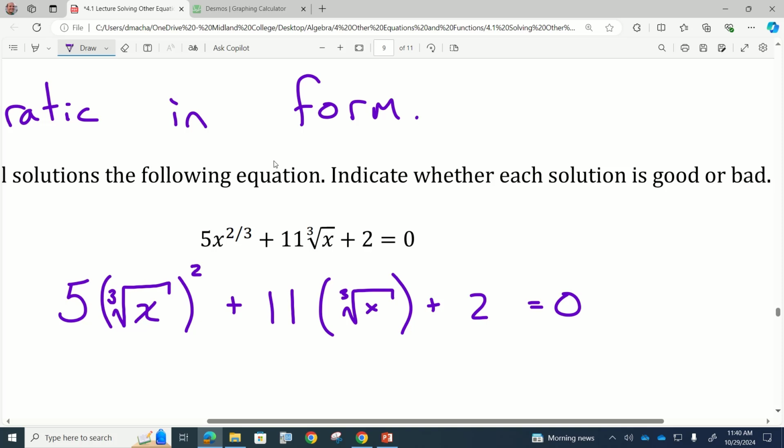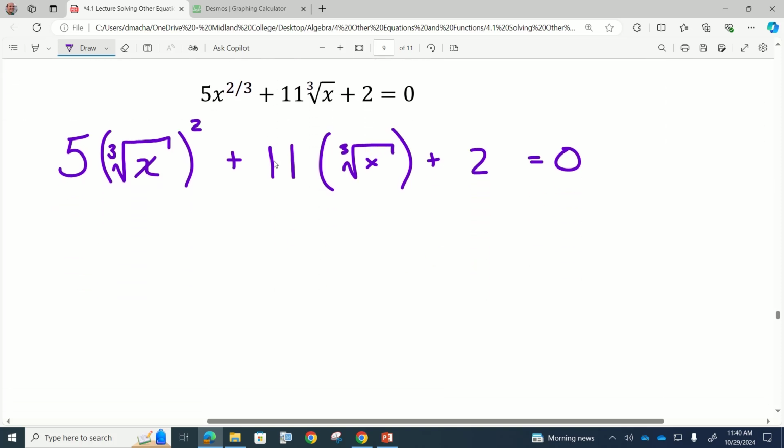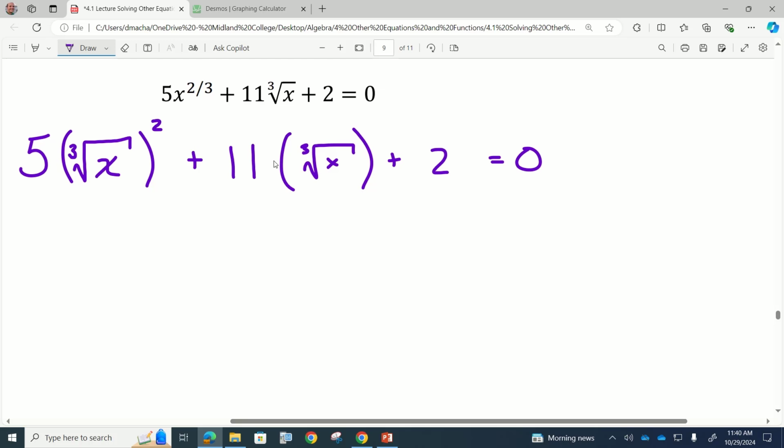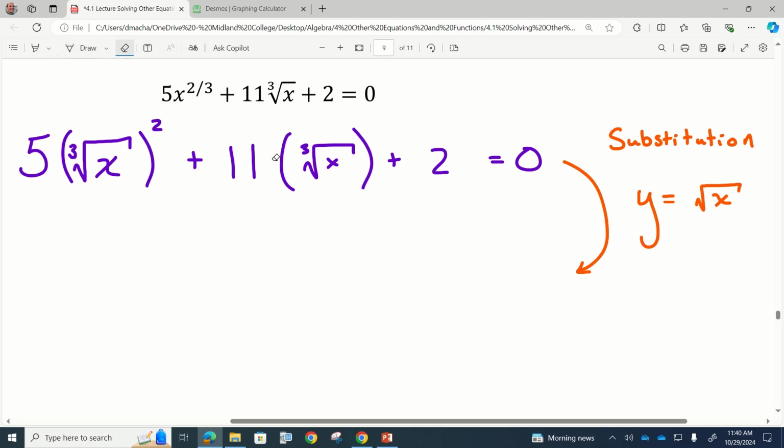And again, I'm thinking to myself, I could actually make this equation into a quadratic equation if I allow myself a little substitution. And the substitution I want to make says y equals the cube root of x. So I made this up. This is not something that anyone is going to tell you. It's not going to say it on the test. But you have to decide yourself that you're going to do this kind of substitution.